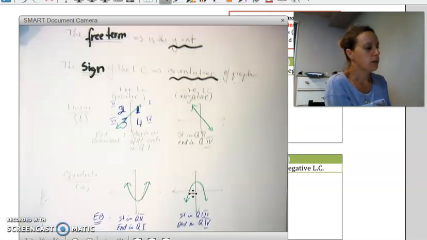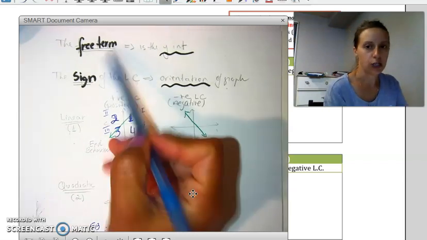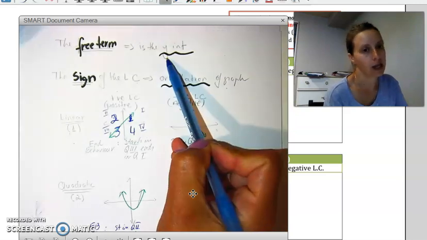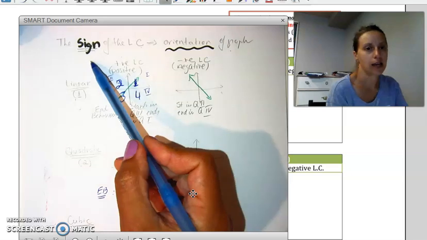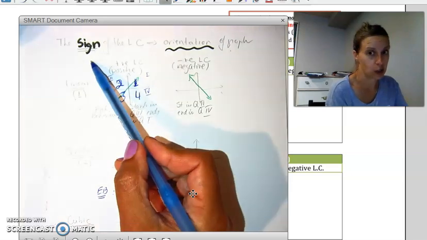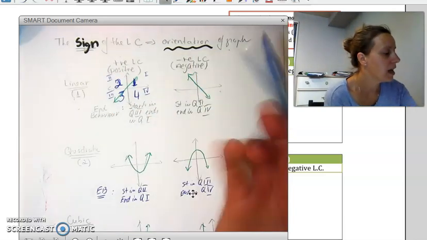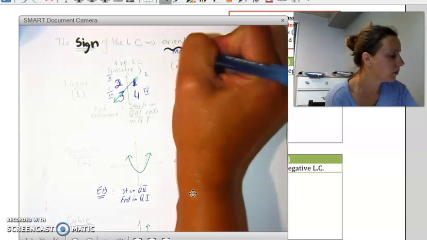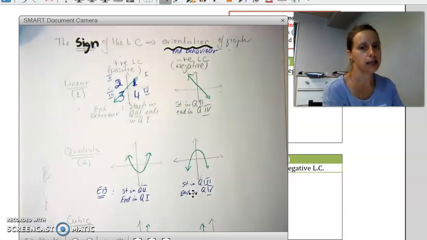The next piece of an equation characteristic will be the free term, and that's going to tell us about the graph, the y-intercept of that graph. And the third thing that we can take from the equation, so an equation characteristic, is the sign of the leading coefficient, and that's going to tell us the orientation of the graph, and fancy for orientation will be the end behavior. How does the graph behave at its ends?